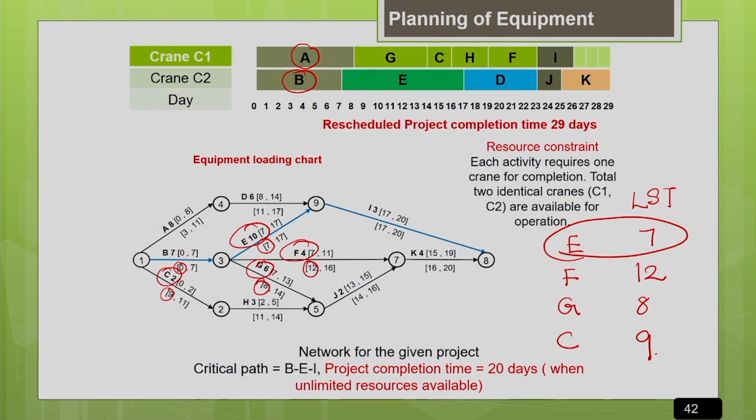So after B, you can see the crane is allocated to E. Now you can see that activity A is completed after 8 days. So now the crane C1 is ready for the next allocation. Now after A, we have to see which one to allocate.